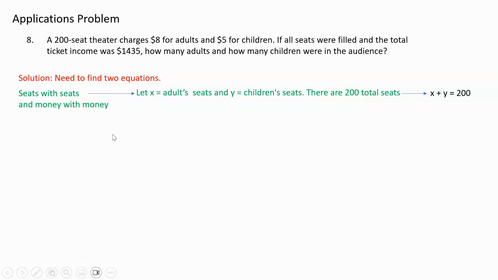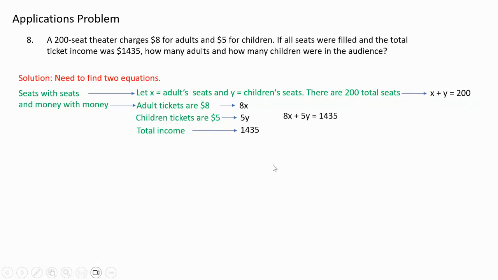Now my second equation, I'm going to go money with money. The adult tickets were $8 and x represents adults, so this will give us 8x. The children tickets are $5 and y represents children, so that's going to give us 5y. And the total income is 1,435. So that's my second equation: 8x plus 5y equals 1,435. So I got my two equations.